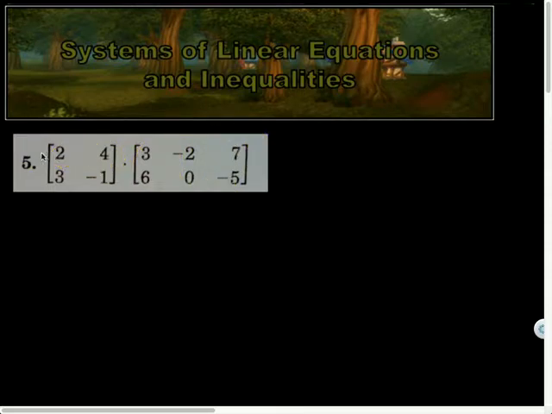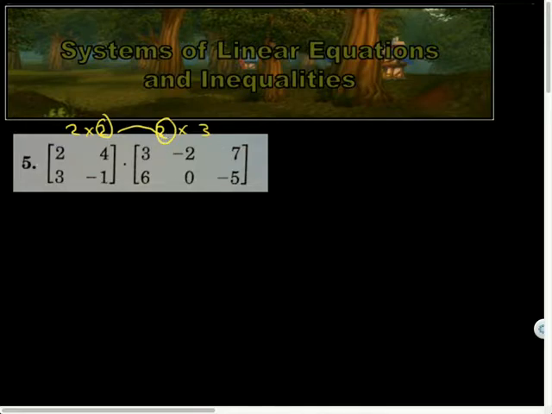So let's see. The first one on the left has 2 rows and 2 columns, so it's a 2 by 2 matrix. The one on the right has 2 rows and 3 columns. So, question: can I multiply these matrices? Yes, these inner dimensions must match, okay? The columns of the first matrix must be the same as the rows of the second matrix.